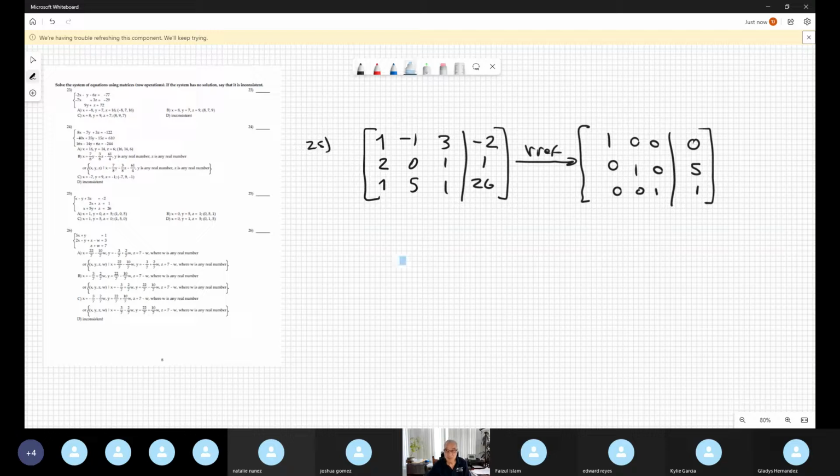When you see this, the identity matrix of dimension 3, and we have no extra block that represents a free variable, it's obvious that you have a unique solution as the ordered triple 0, 5, 1. Because X is that value, Y is that value, and Z is that value. Cool? That was 25.